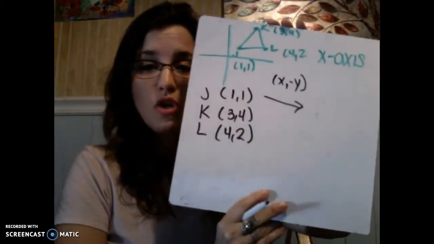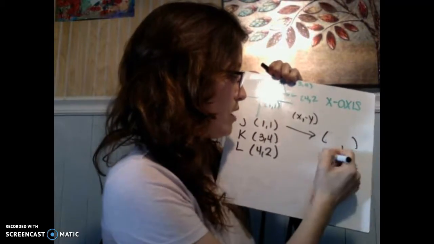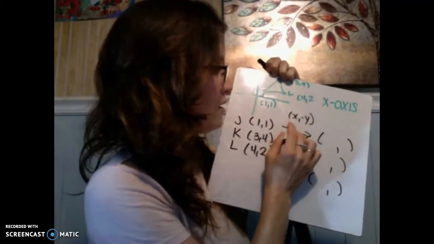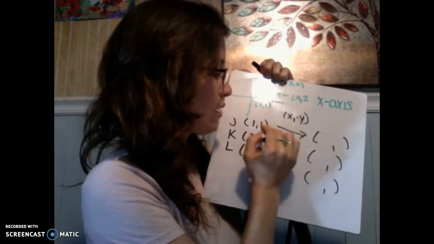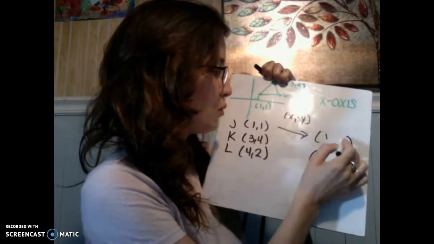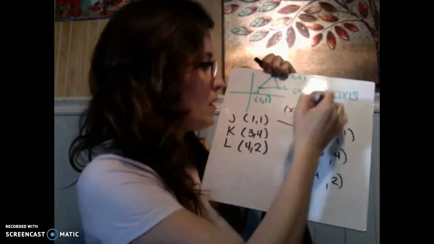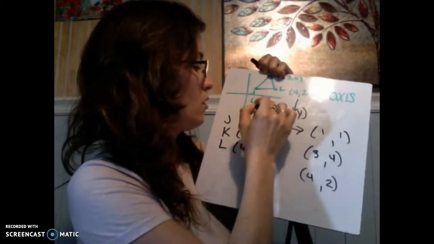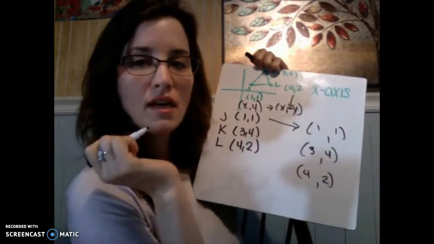Now I'm going to write my new points. I have space for my new points here, 1, 2, and 3. So that means nothing changes. I rewrite it as x, y, because x comma y, it still is x, y. So it's 1, 1, 3, 4, and 4, 2. But the only thing that's different from the original (x, y) to the new is that the y sign changes.